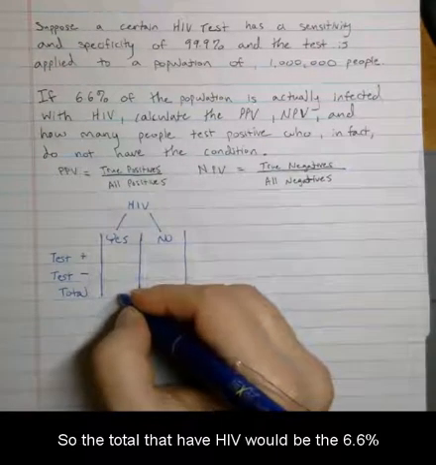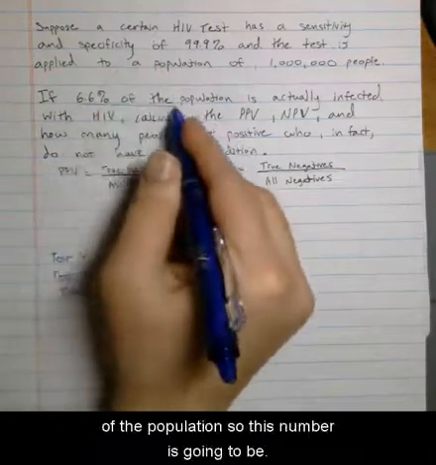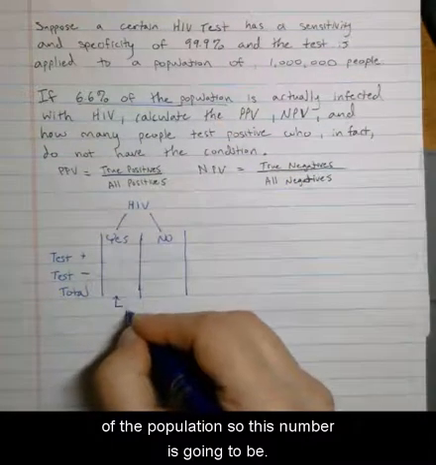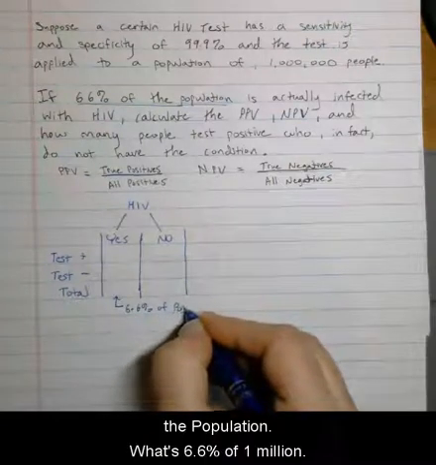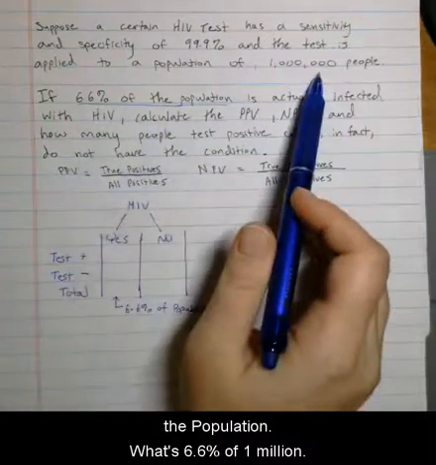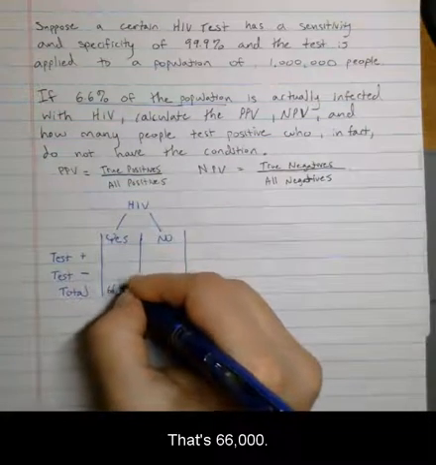So the total that have HIV would be the 6.6% of the population. So this number is going to be 6.6% of 1 million. That's 66,000.